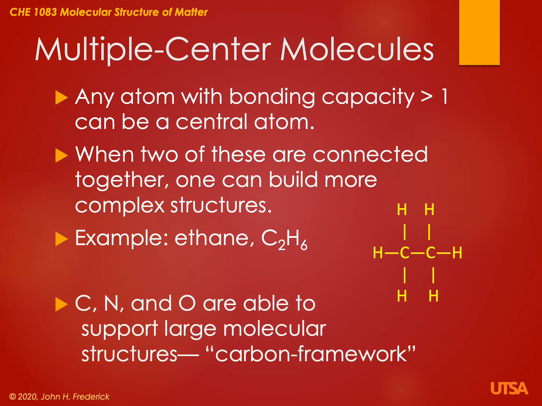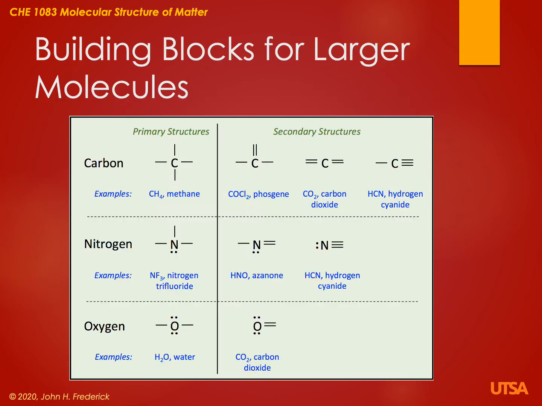Now, of the elements that we will be considering primarily in this course, we're going to focus on carbon, nitrogen, and oxygen because they can support these large molecular structures, particularly carbon and nitrogen. Because carbon is the primary one with a bonding capacity of 4, we're going to refer to these molecules as carbon framework molecules because we'll find that most of them have, if you will, an infrastructure that is built around carbon atoms, occasionally with a carbon atom that's replaced by a nitrogen or an oxygen.